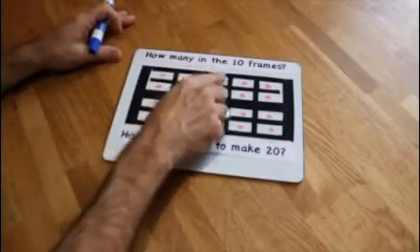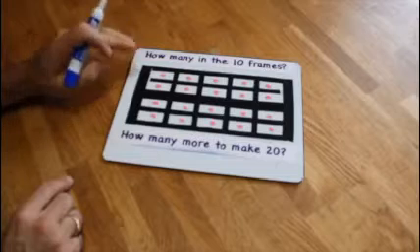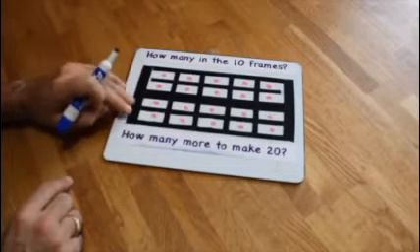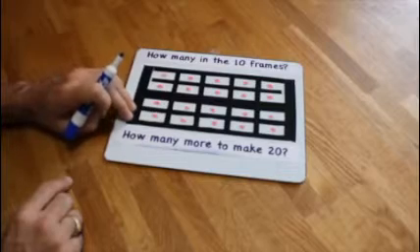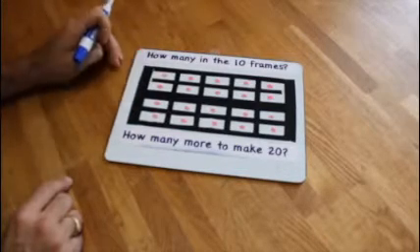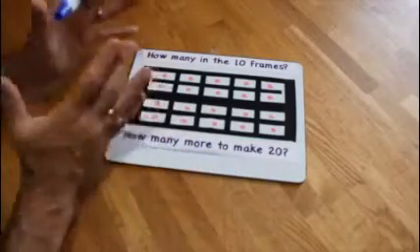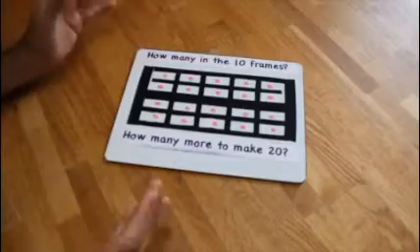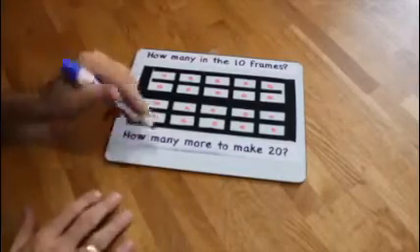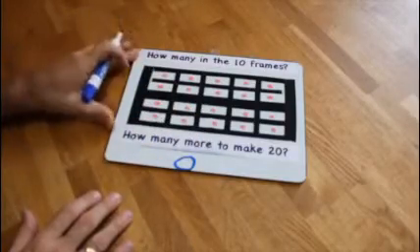How many in the 10 frames? We've got our 2 10 frames here. One 10 frame is full. That's 10. The other 10 frame is full. That's 10. 2 tens makes 20. There are 20 in the 10 frames. How many more to make 20? If we have 20, we don't need any more. What's no more? That's the number 0. We need 0 more to make 20.